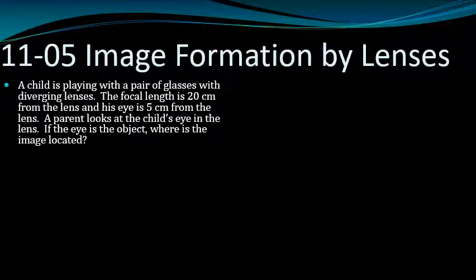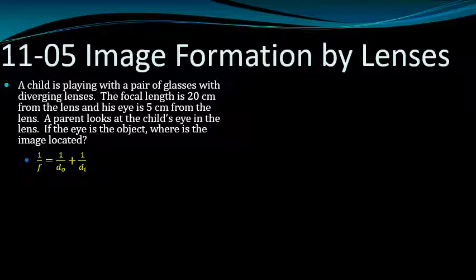So a child is playing with a pair of glasses with diverging lenses. The focal length is 20 centimeters from the lens and his eye is 5 centimeters from the lens. A parent looks at the child's eye in the lens. If the eye is the object, where is the image located? Well, we could use ray tracing or we could use the thin lens equation. That might be easier. It's diverging, so that means our focal length is negative 20 centimeters.